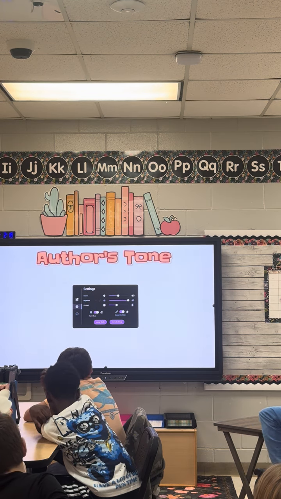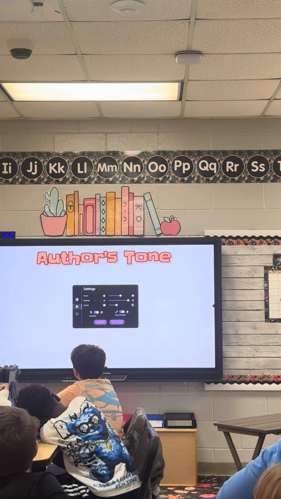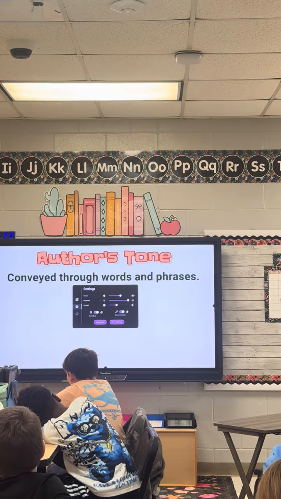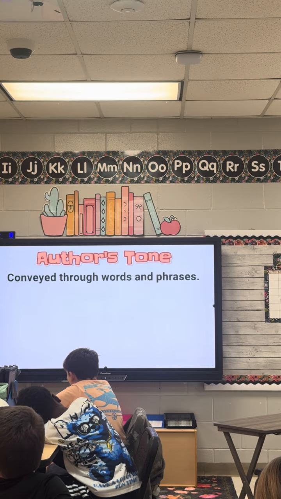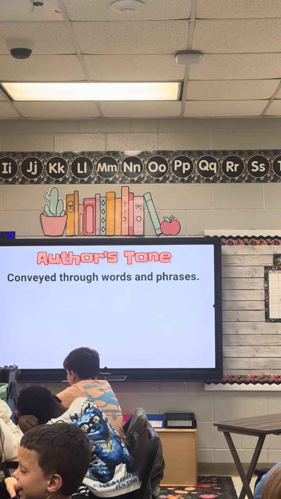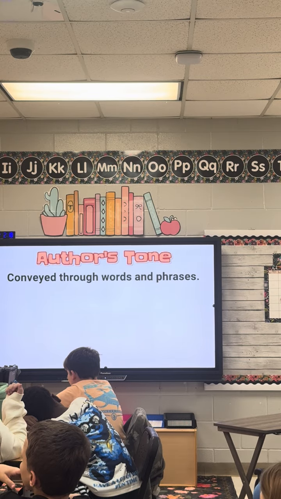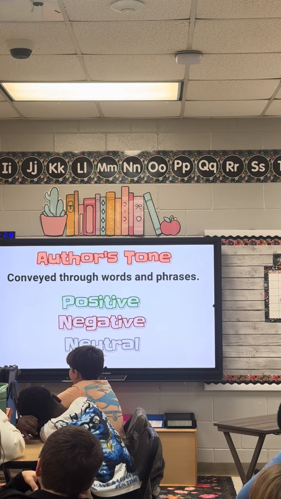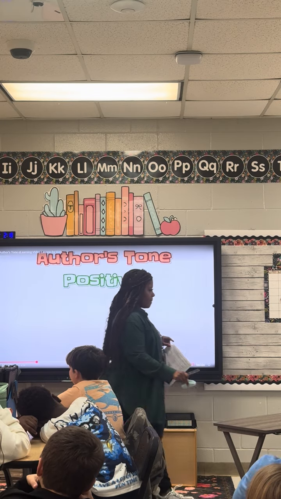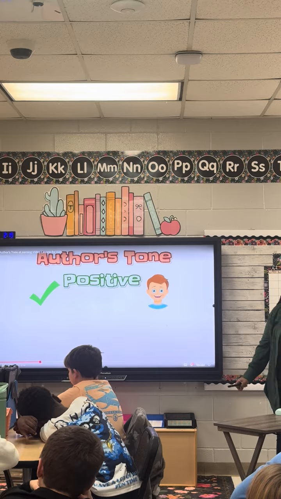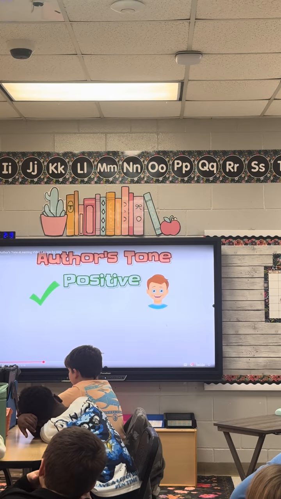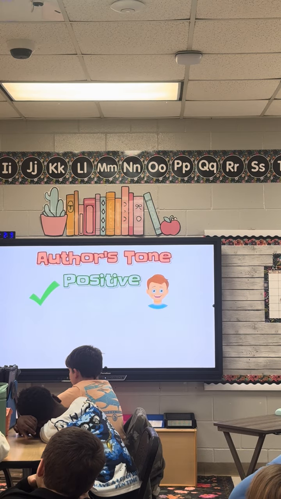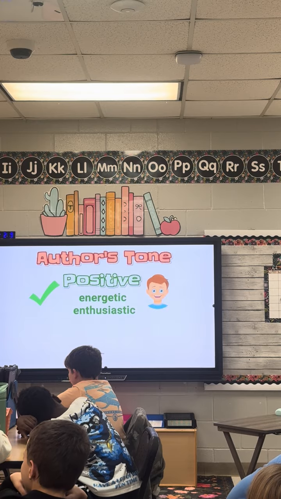Tone is the attitude the author has about a subject or toward the reader. Tone is typically conveyed through the words and phrases that the author uses. In this lesson, we are going to look at 3 general types of tone: positive, negative, and neutral. When an author uses a positive tone, they are normally in favor of the subject they are writing about. The author will use positive words or attempt to convince the reader in an energetic or enthusiastic way.